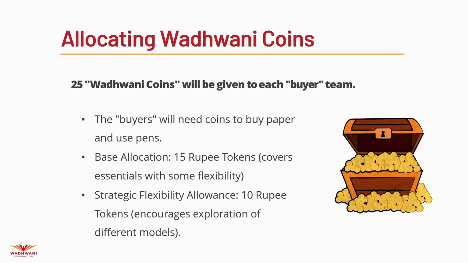Allocating Wadwani coins. 25 Wadwani coins will be given to each buyer team. The buyers will need coins to buy paper and use pens. Base allocation, 15 tokens, to cover essentials with some flexibility. Strategic flexibility allowance, 10 tokens, to encourage exploration of different models.